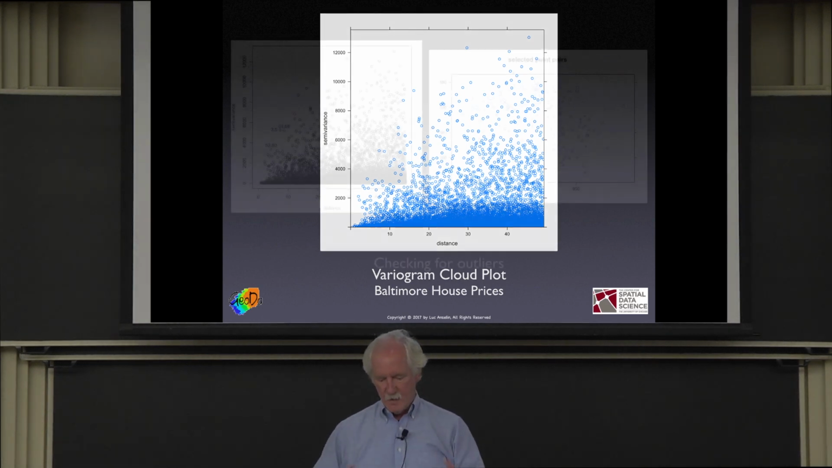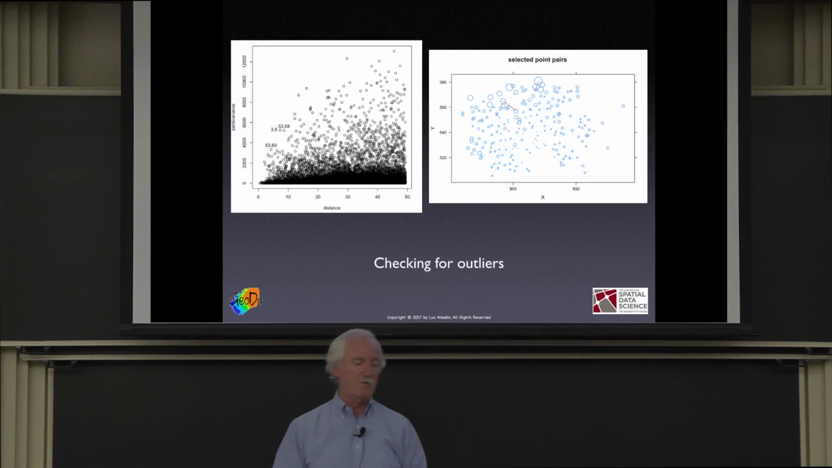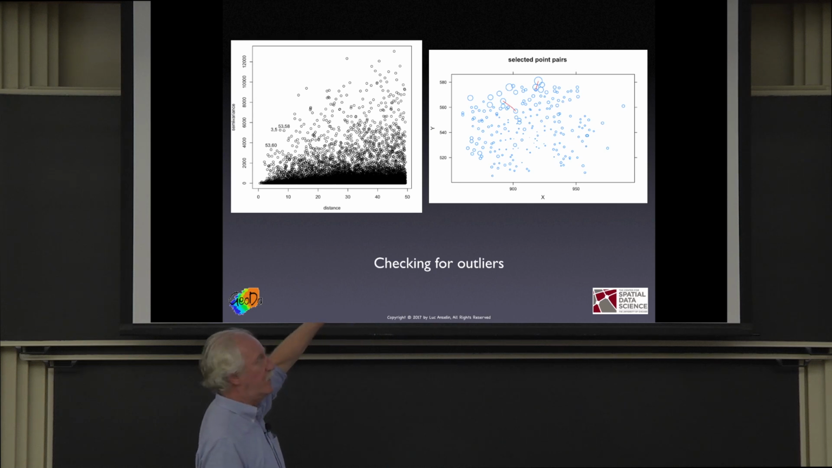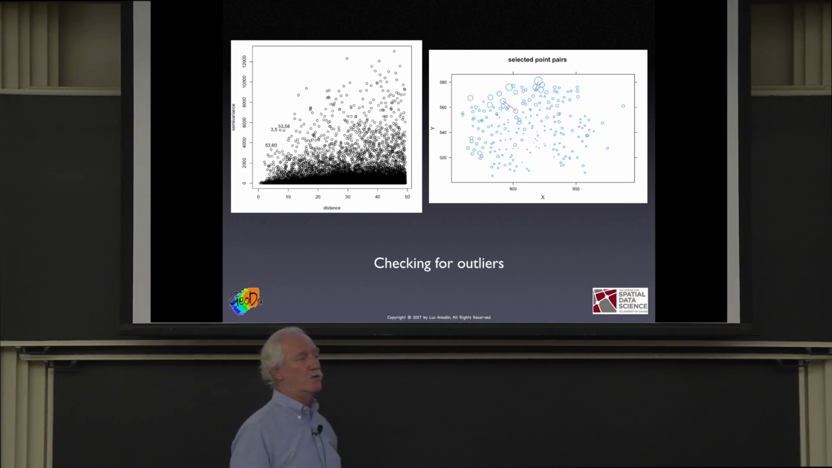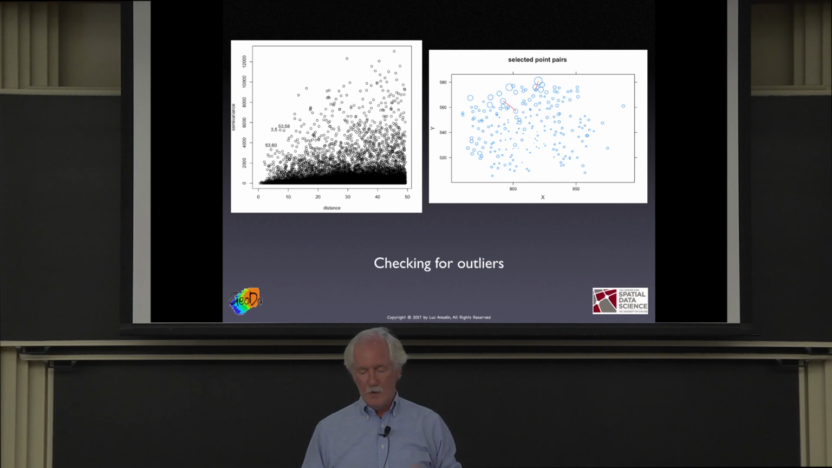And then in gstat and other similar software, you can identify these pairs. So for example, we click on a point over there. Each point corresponds to two observations, not one observation. And then we can identify them in the point map. And we see, for example, that these are points that are very similar and very far away, or very dissimilar and very close together. So these are the kinds of exploratory things you can do with the variogram cloud plot.